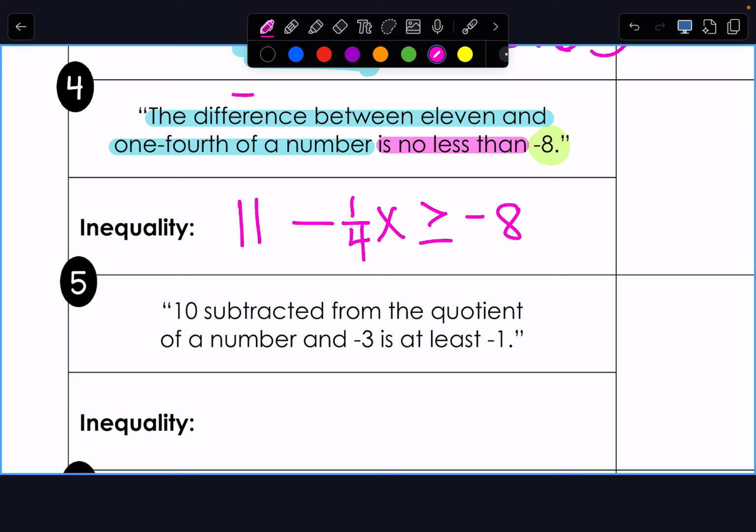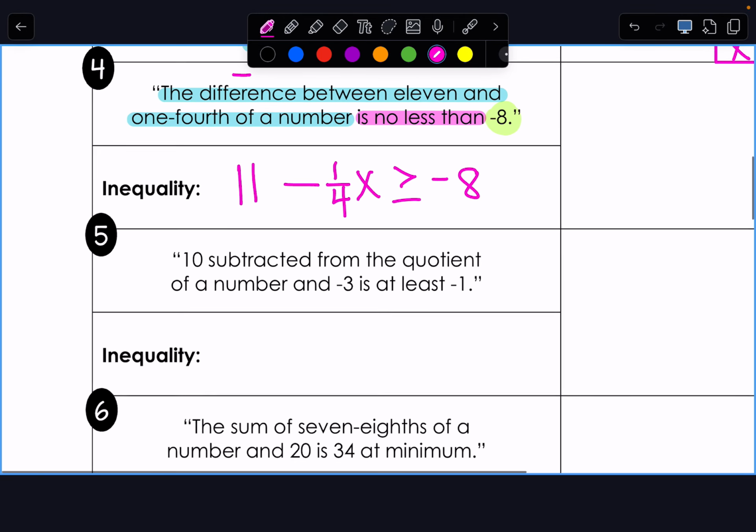There it is. Is that what you got for the last one? Okay. In number 5, it says 10 subtracted from the quotient of a number and -3 is at least -1.